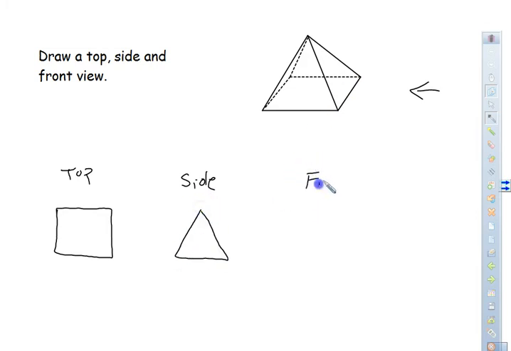And the front view is going to be coming in from this angle. And again, what do you see? You see nothing but a triangle. Okay? So that's what your top, side, and front view would look like. Do be careful with those. You can look at a few more examples. They are in the book.